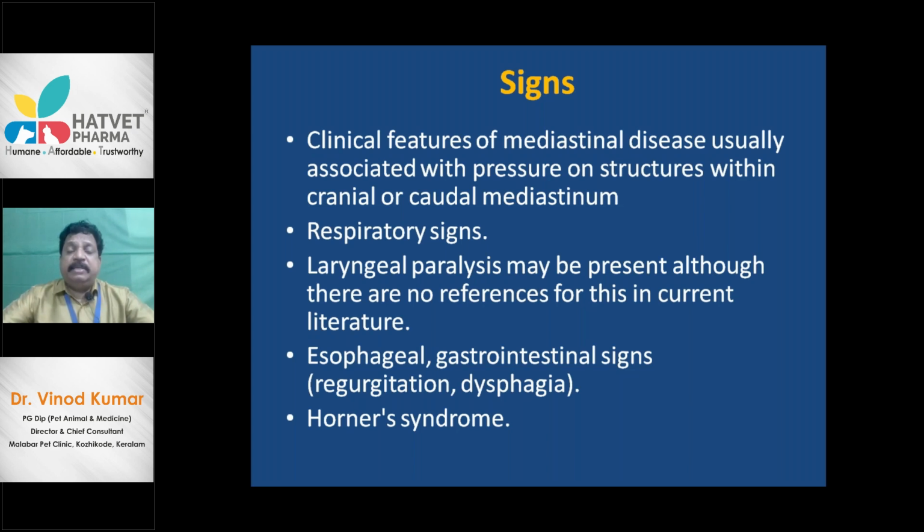So laryngeal paralysis can be a feature of mediastinal disease. Esophagus and other gastrointestinal signs also may be there. Like when the esophagus is compressed at the middle by a big, ball-shaped, large mediastinal lymph node from both sides, it will compress the esophagus so that no food can enter the stomach. It will be regurgitated. So regurgitation is a sign of mediastinal disease. So also dysphagia. If the compression or the irritation is at the anterior esophageal sites, there will be dysphagia.